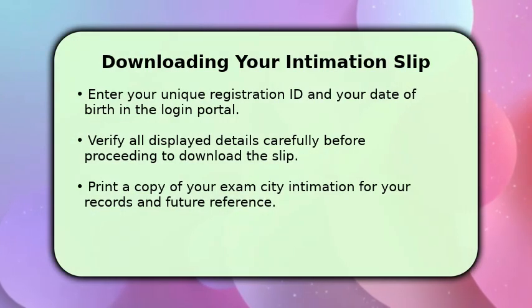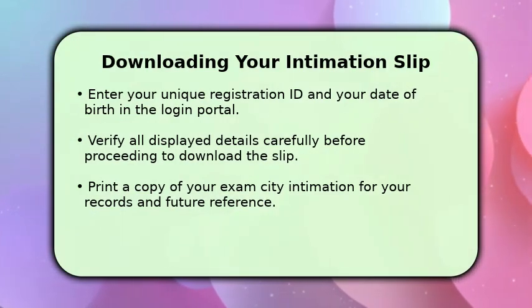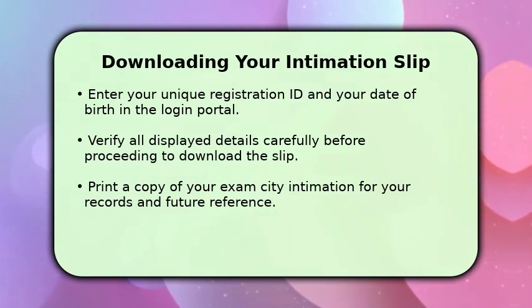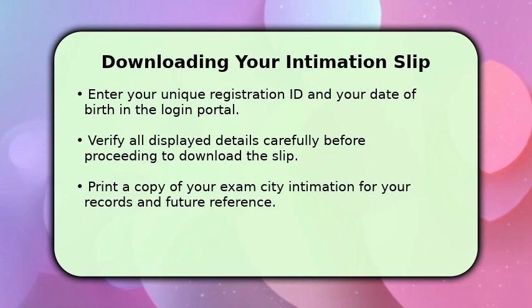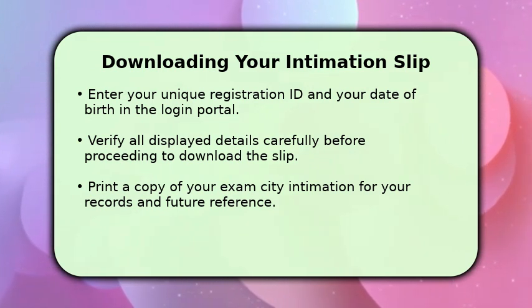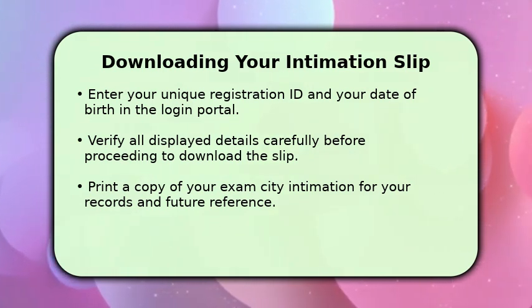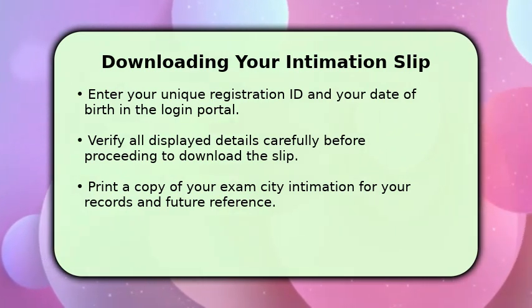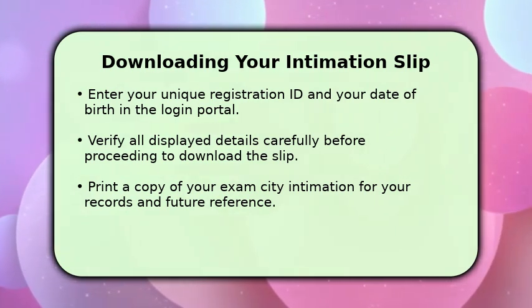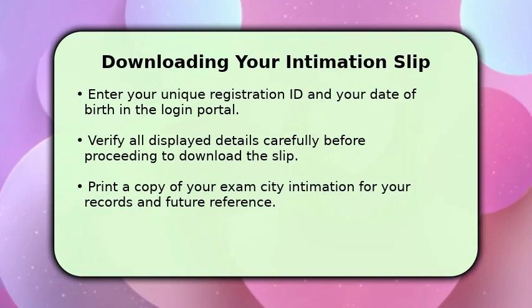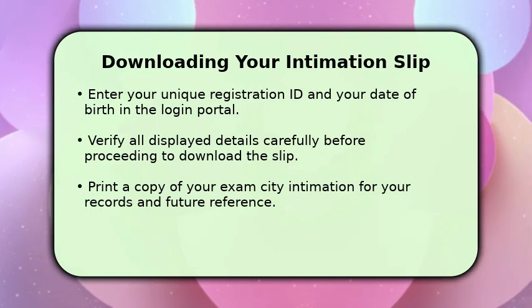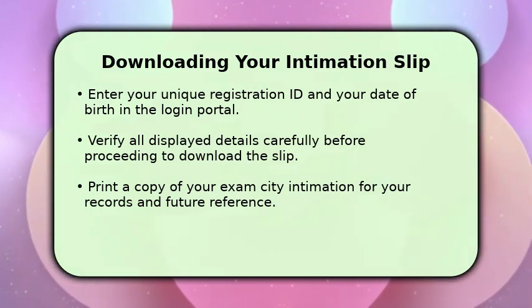After locating the correct regional portal, you will be prompted to enter your registration ID and your date of birth. Double-check that all the information you enter is accurate to avoid any login issues. Once logged in, your exam city intimation slip will be displayed. It's highly recommended to download and print a copy of this slip. Keep it safe, as it contains vital information about your upcoming exam location.